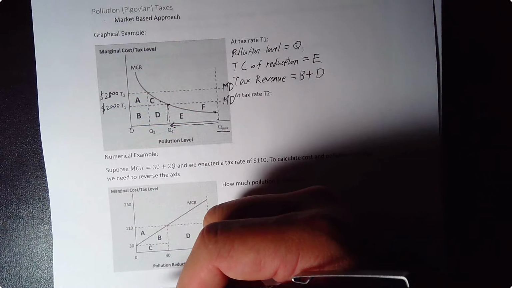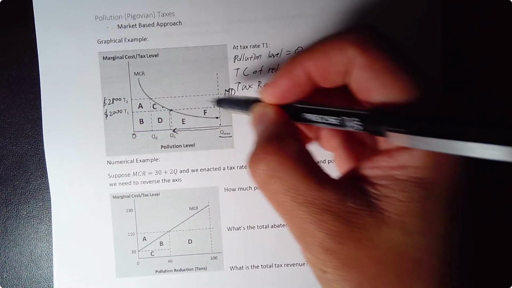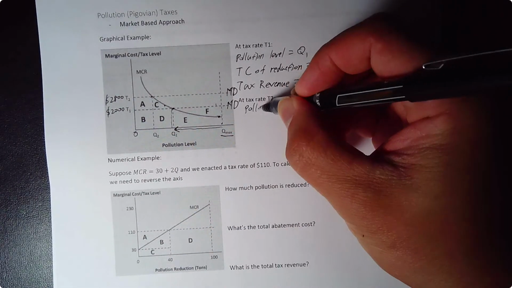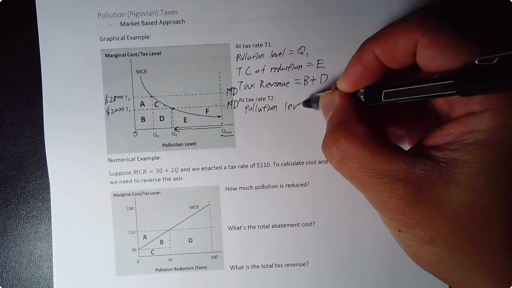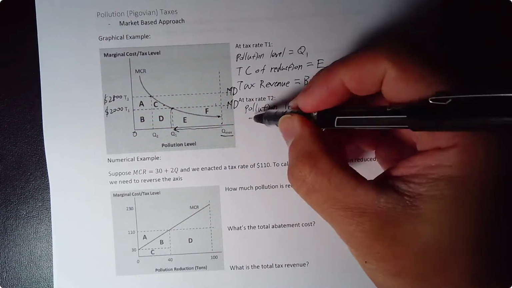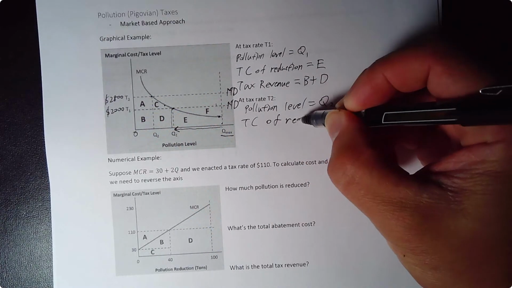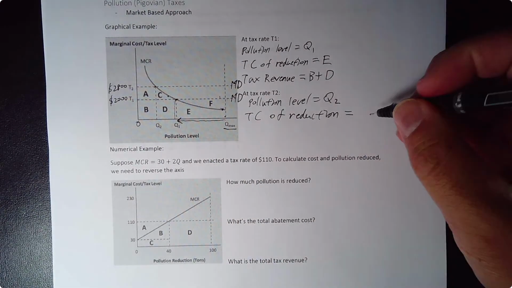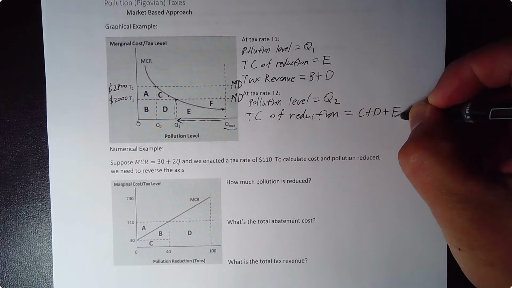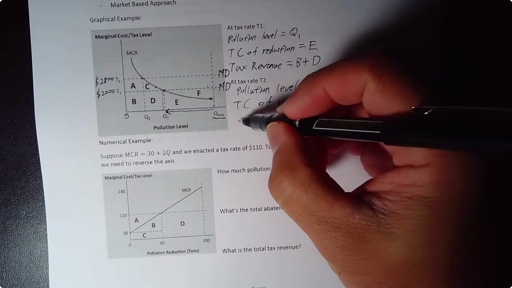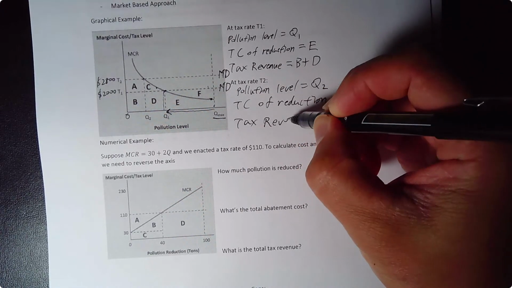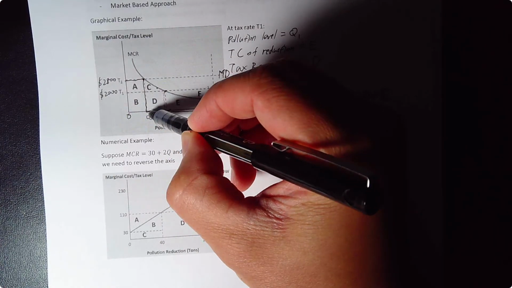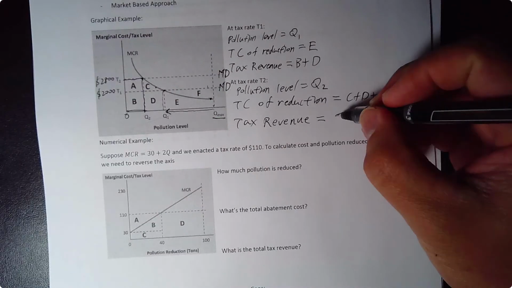Okay, so let's see what happens. If the tax rate is here, then the pollution level will equal Q2. The total cost of reduction now equals C, D, and E. And the total tax revenue will equal, again, the tax rate multiplied by the amount of pollution. So that would be A plus B.